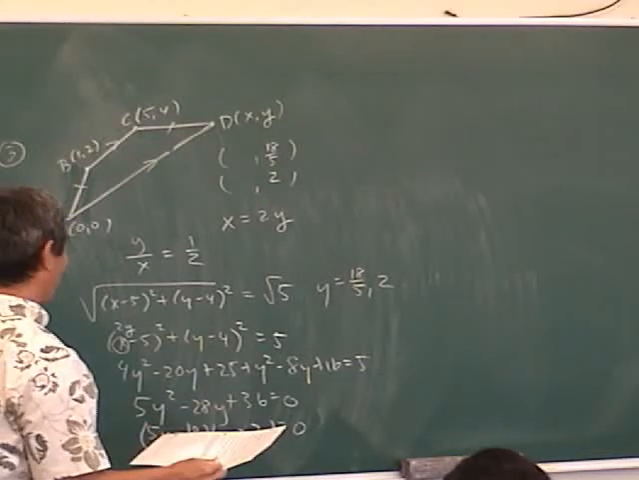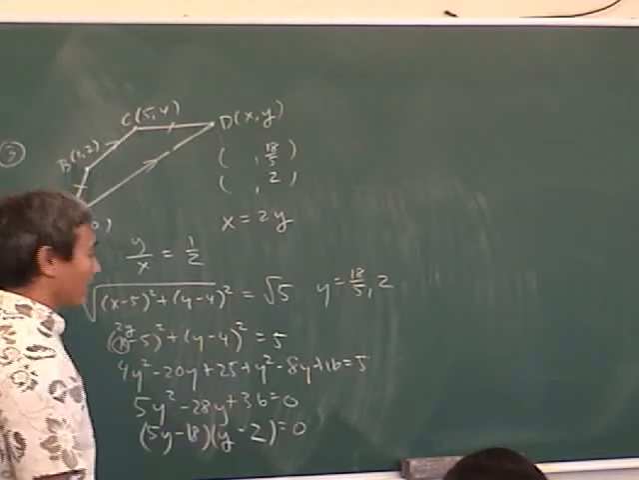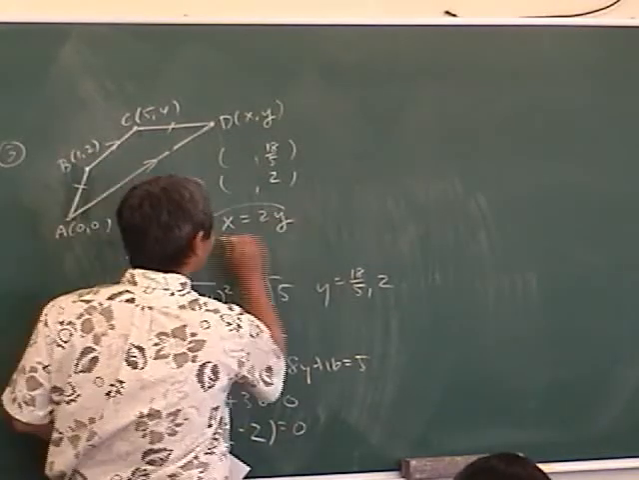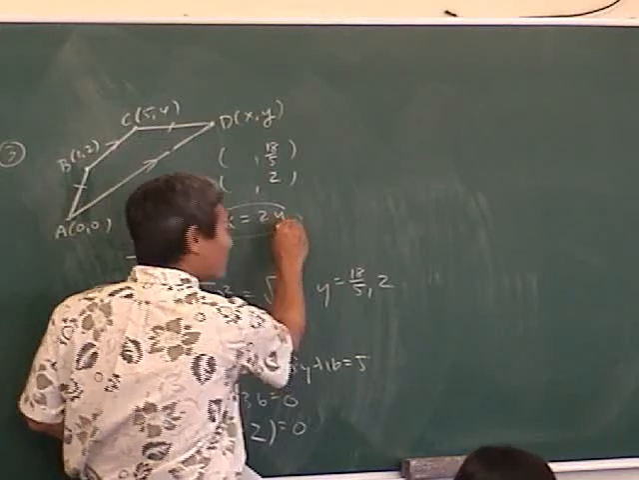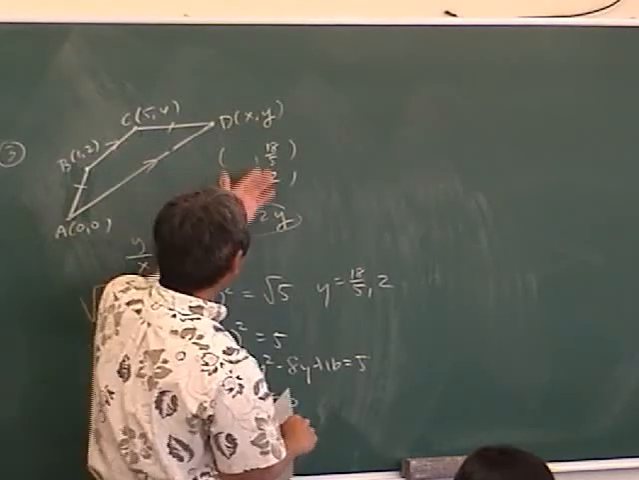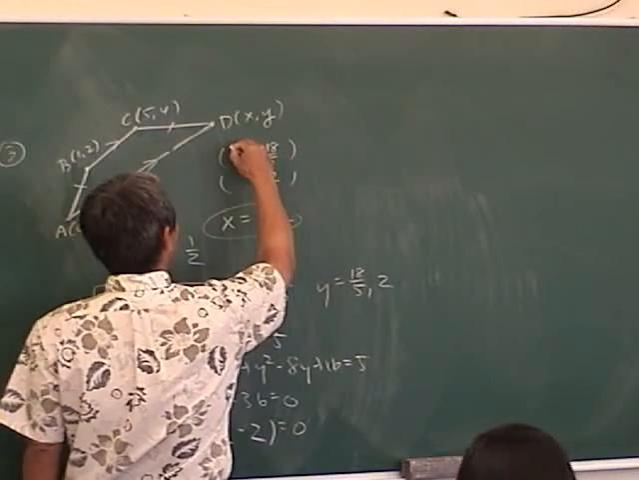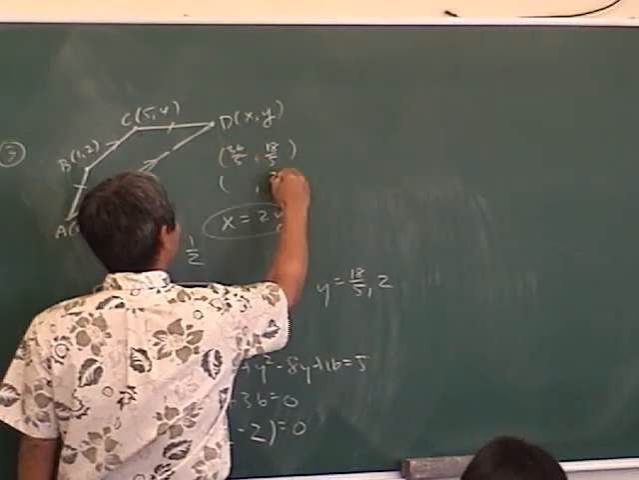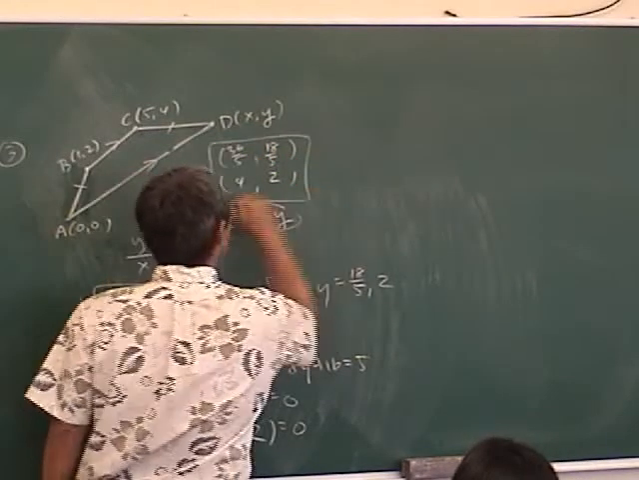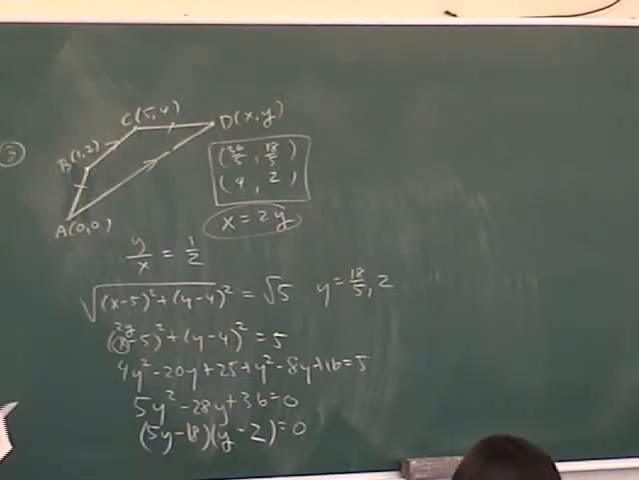So 18/5 and 2. How do I get the x coordinates? Right here. X equals 2 times y. So once you find y, just multiply it by 2 to get x. Go, multiply it by 2. 3.6, multiply that by 2, 7.2. Box that's the answer. No.